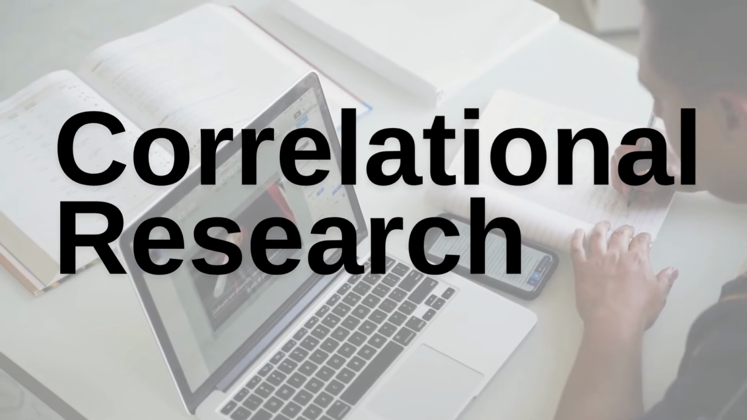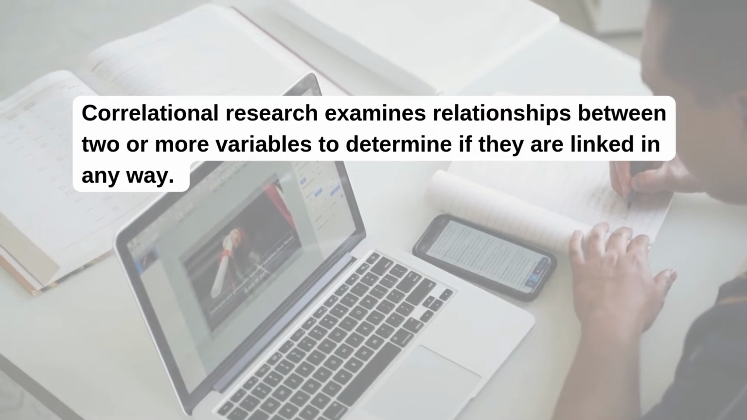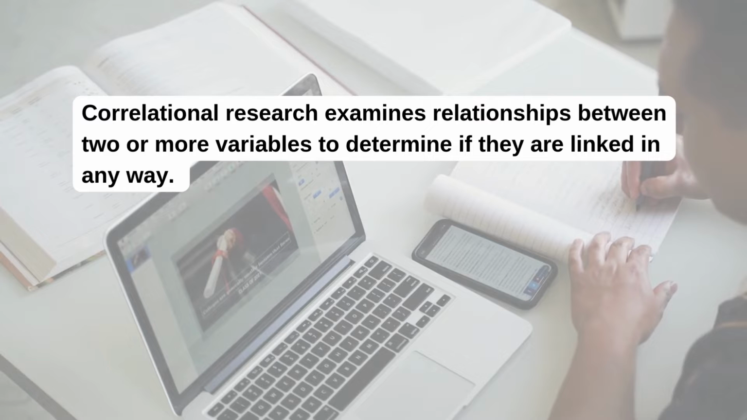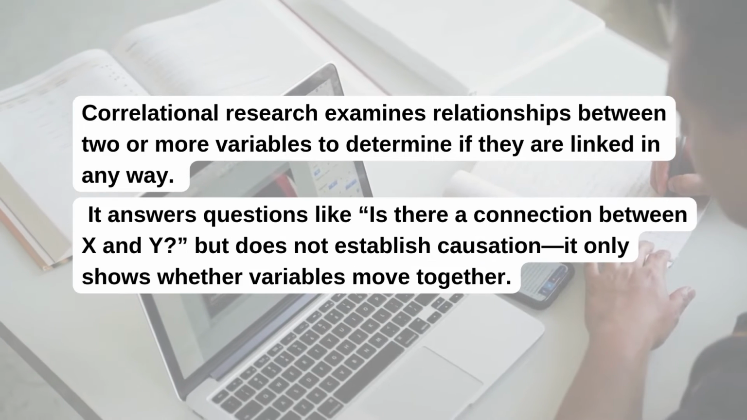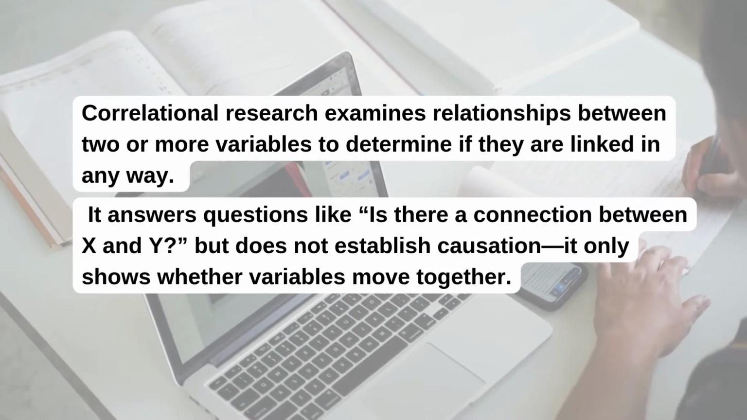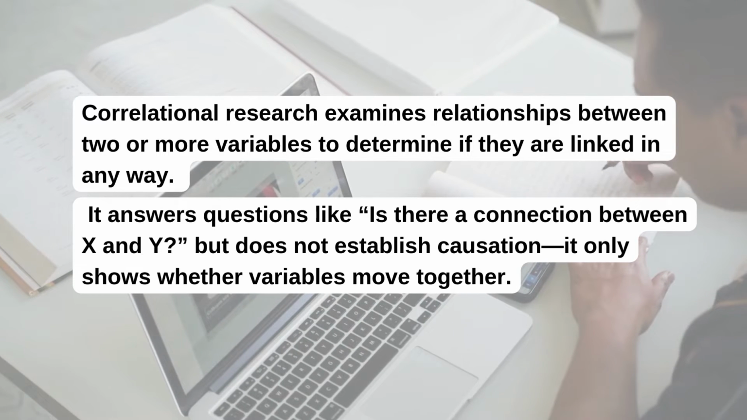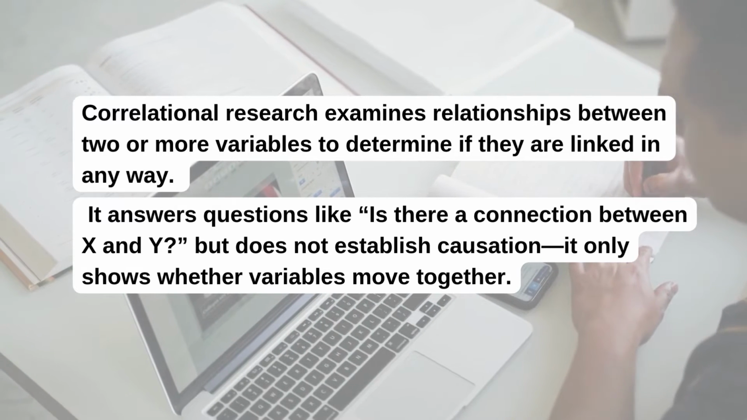Correlational research. Correlational research examines relationships between two or more variables to determine if they are linked in any way. It answers questions like, is there a connection between X and Y, but does not establish causation. It only shows whether variables move together.